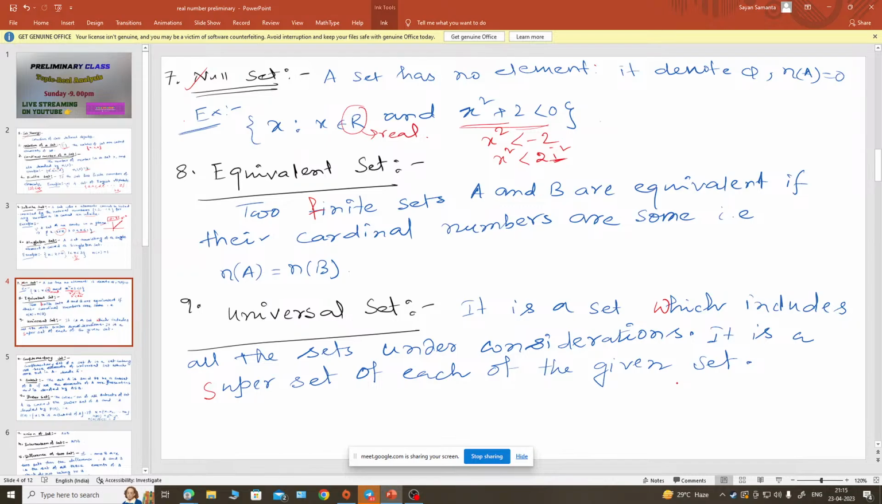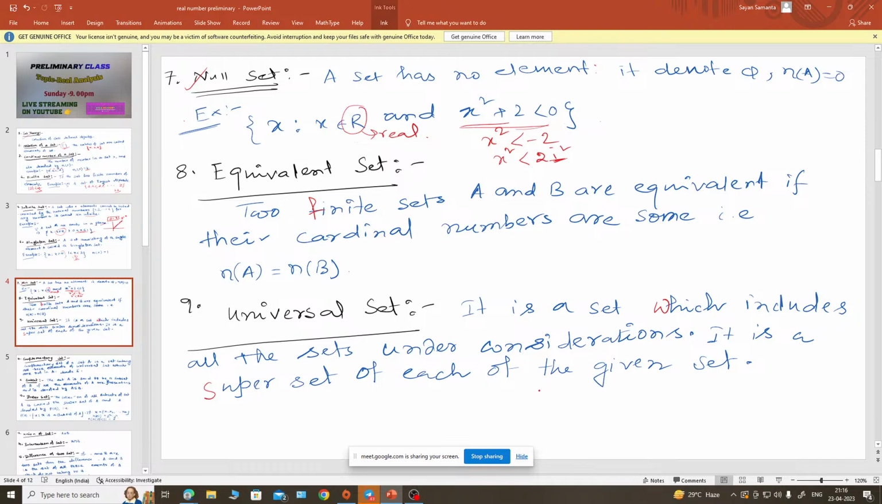Null set means the set contains no element. We can write a counterexample. If we consider x belongs to R and x square plus 2 less than 0 as the given condition, there is no element x that satisfies this condition. So this type of example is called a null set. Equivalent set: two finite sets with the same cardinality are called equivalent sets. Universal set means the whole, total set. It is a superset of each of the other given sets. That is called the universal set.